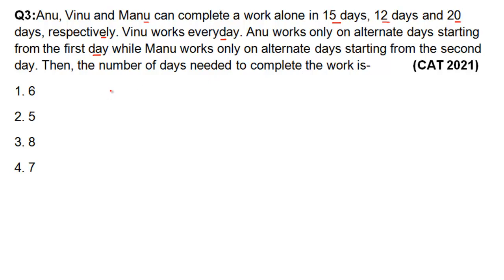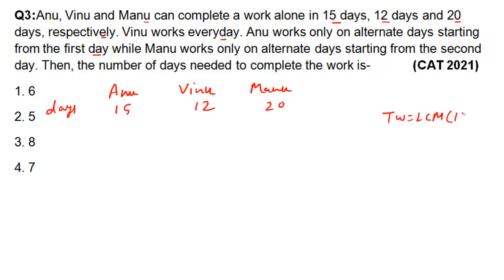So there are three people, Anu, Vinu and Manu, and the number of days, 15 days Anu complete the job, in 12 days Vinu complete, and in 20 days Manu complete the job. So with the help of this we can assume the total work. We can assume the total work as the LCM of 15, 12 and 20. It will make our calculation easier. So that should be 60. We can assume 60 or any multiple of 60, right?